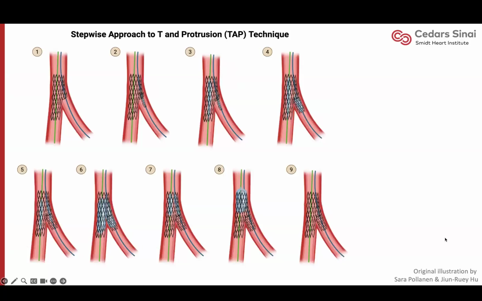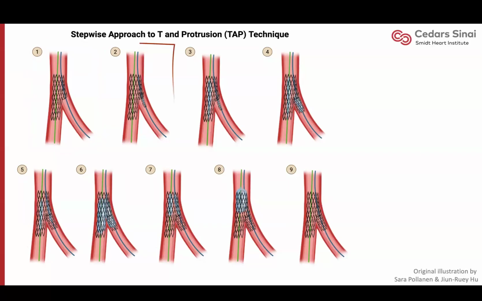How do you perform TAP? TAP is the T and protrusion technique. This technique picks up from the last step of the provisional stenting technique, which is the last step of the last slide you saw. After you have rewired the side branch and dilated through the main vessel stent struts with a small compliant balloon at high pressure.